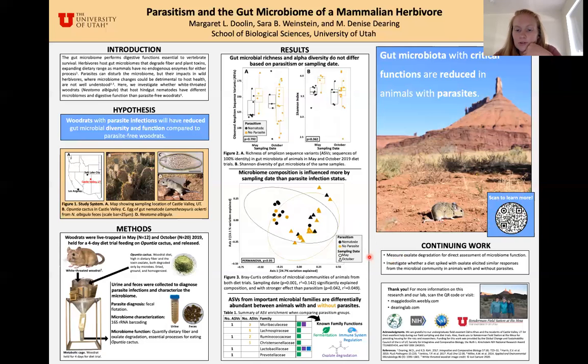Continuing in future, I'm going to be doing direct functional measurements of oxalate degradation, especially to look for differences in microbiome function, and also to investigate whether, if we spike the diet with oxalate and don't give animals only plain cactus, but actually extra oxalate, we will see an accentuated or exaggerated difference in animals with and without parasites compared to what we saw just on a cactus diet.